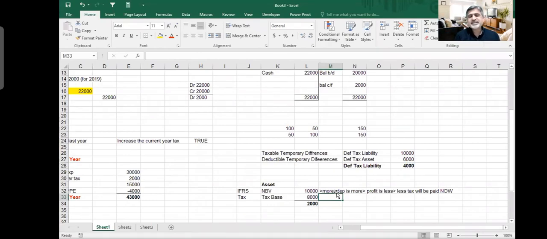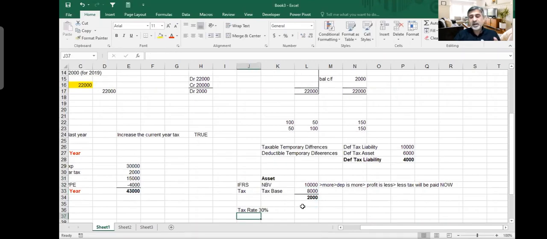So is this 2,000 an example of a taxable temporary difference or a deductible temporary difference? Taxable temporary difference. And if I tell you that your tax rate is 30%, how much is going to be the deferred tax impact of this one asset? 2,000 into 0.3, that is 600. So you are going to get a taxable temporary difference of 600 due to this transaction.